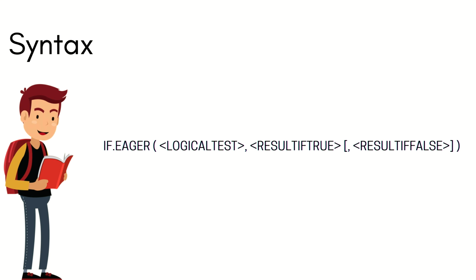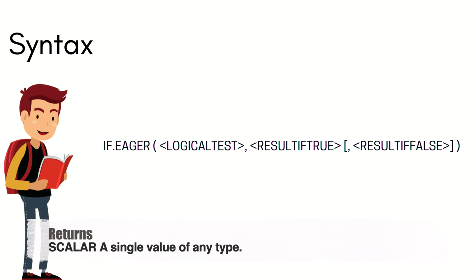There are certain cases when we are repetitively using the measure that we have created. In those cases, IF.EAGER is very beneficial. Its syntax, as you can see on my screen, is IF.EAGER, logical test, that means the condition, then a result if true, otherwise an alternative result when it is false. Also remember that it returns a single value of any type. The return value is always a scalar value.